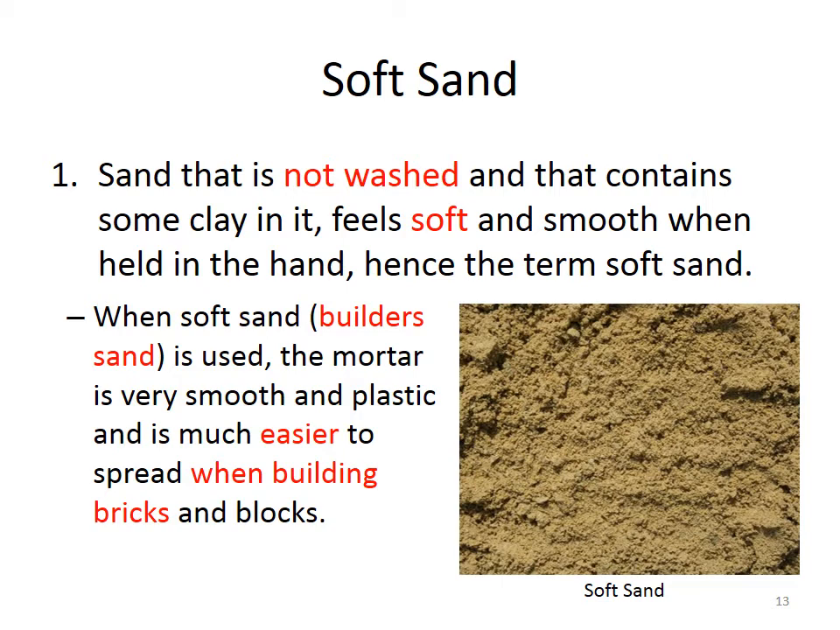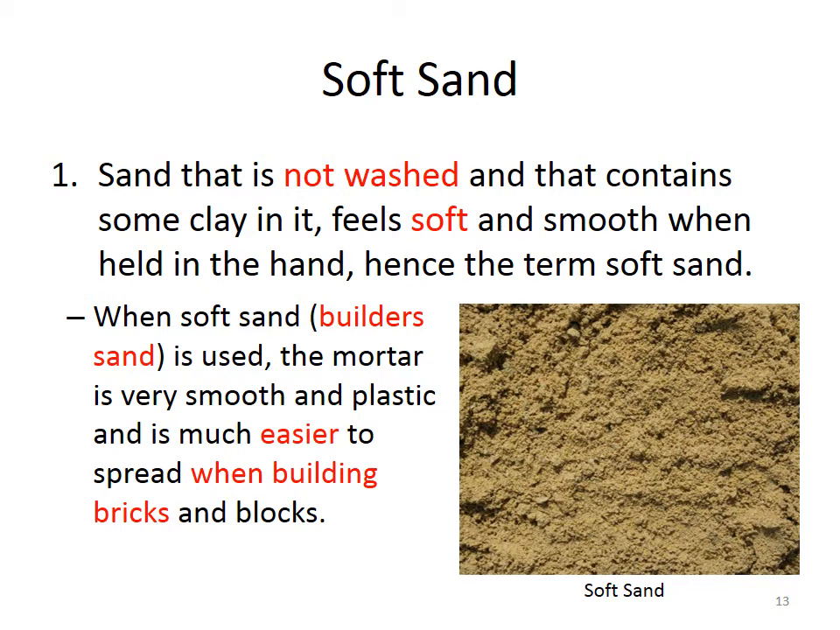We're just going to look briefly now at the two different types of sand, two different types of aggregate, that are used for mortar. We have soft sand and sharp sand. Soft sand is sand that is not washed, and therefore it still contains some bits of clay. It feels soft and smooth when you hold it in your hand, hence the term soft sand. When soft sand is used, it's also sometimes called builder's sand. So builder's sand would be soft sand.